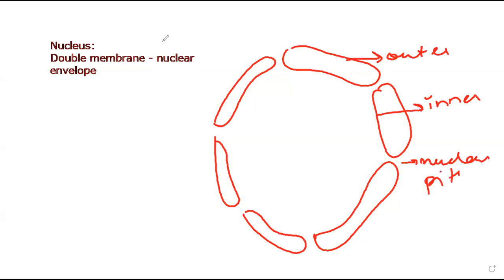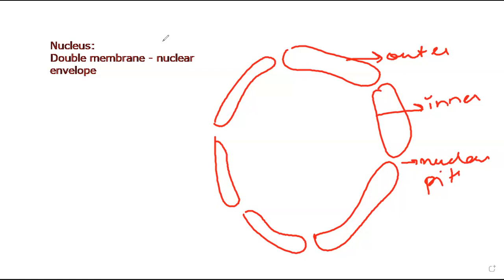What is the function of nuclear pits? It allows exchange of proteins and other substances from the nucleus to the cytoplasm. For example, if you remember your IGCSE biology, messenger RNA. If you don't remember, it's fine, we have a whole chapter on it coming up later this year. Messenger RNA is really important for making proteins, so it is able to leave the nucleus and go into the cytoplasm using the nuclear pits.